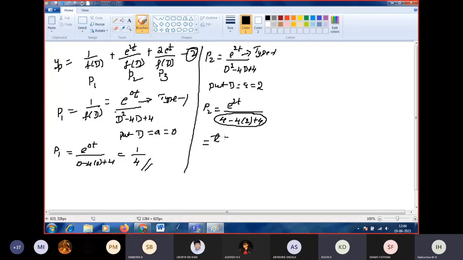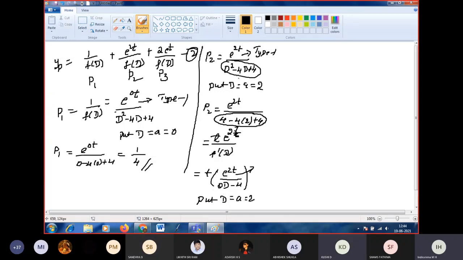If you get denominator 0, what should we consider? Multiply t in the numerator and take f dash of d in the denominator. Instead of x, we should take multiplication of t. So t into e power 2t by f dash of d. If it is f of d, what is f dash of d? 2d minus 4. So again it is type 1. Put d equal to what?